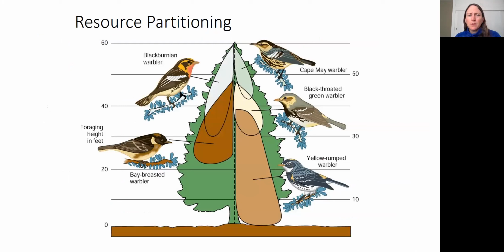So here's an example showing different species of warblers and how they might partition resources even within an individual tree to avoid competition with one another. So some of them forage at different heights in the tree. They might forage on the ground. They might only stay at the very top of the tree. And so this allows for diversity to exist when organisms try to avoid competition and share resources.